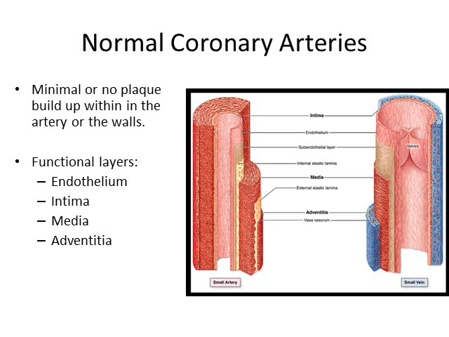Before we go into the pathogenesis behind atherosclerosis, let's firstly look at what a normal coronary artery is meant to be like. So this is defined as an artery with minimal or no plaque buildup within the artery or the arterial walls. So hopefully you remember from week 4 that we do have particular functional layers within the artery. So we have the endothelium itself, then the intima, media, and adventitia.